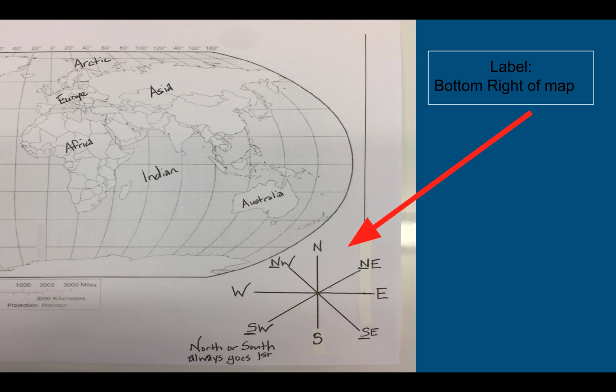So what I want you guys to do now on your map, I want you to add the next part. The bottom right-hand corner, I want you guys to draw a compass rose that looks like what you see on the screen right now. So I want you to draw all 8 directions: north, south, east, west, northwest, northeast, southwest, southeast. And then from there, I want you to underline N, N, S, S. And then I want you guys to please make a side note, just like I did right underneath your compass rose. And I want you to write down north or south always goes first. Please make that note.